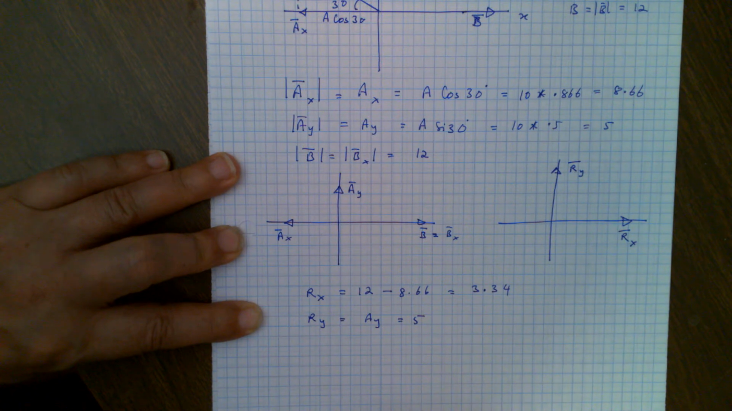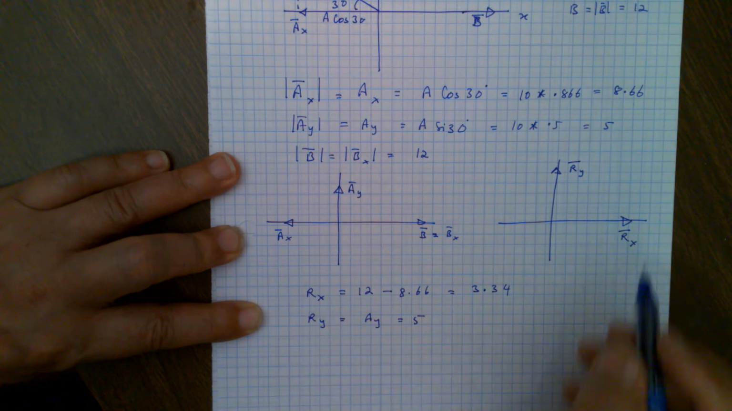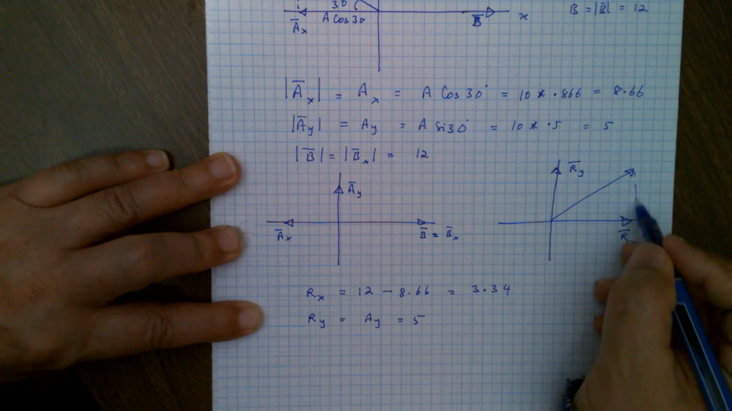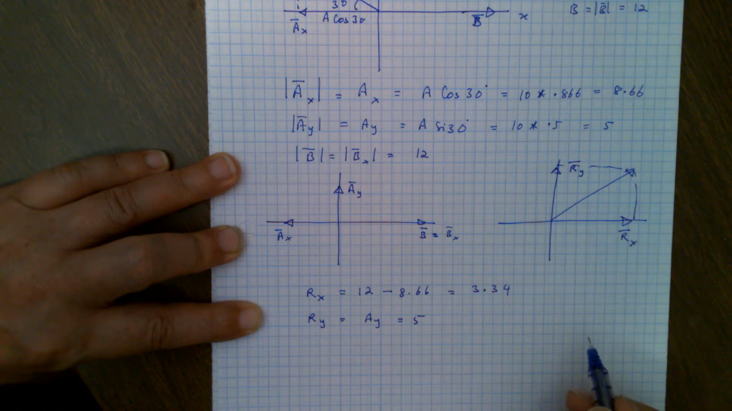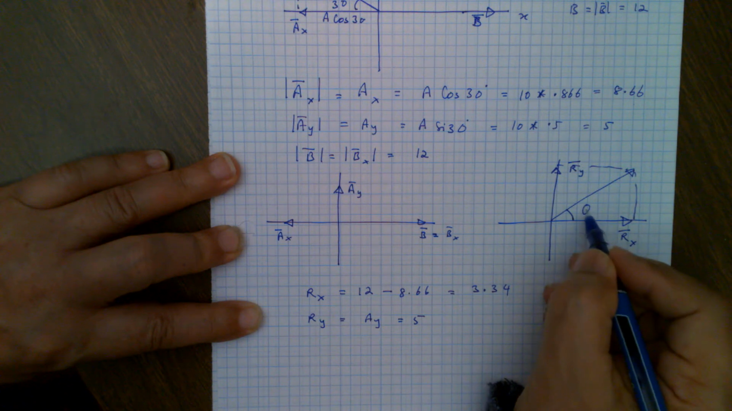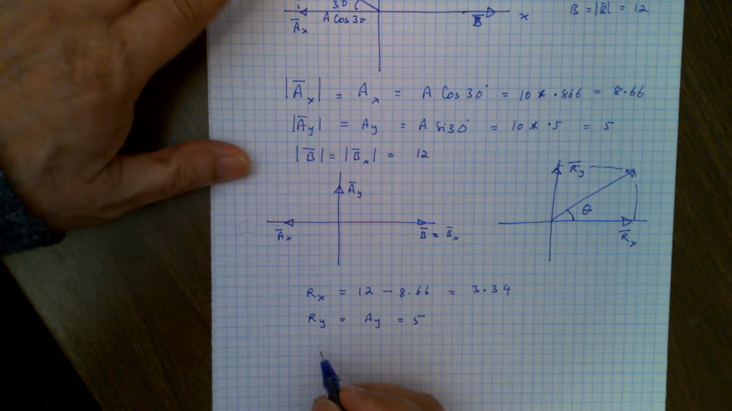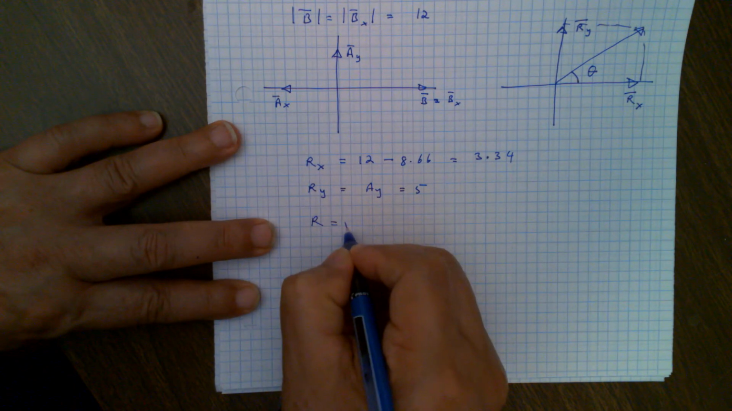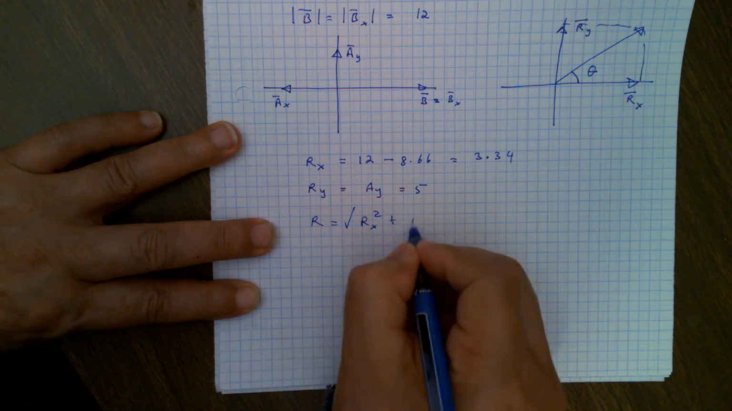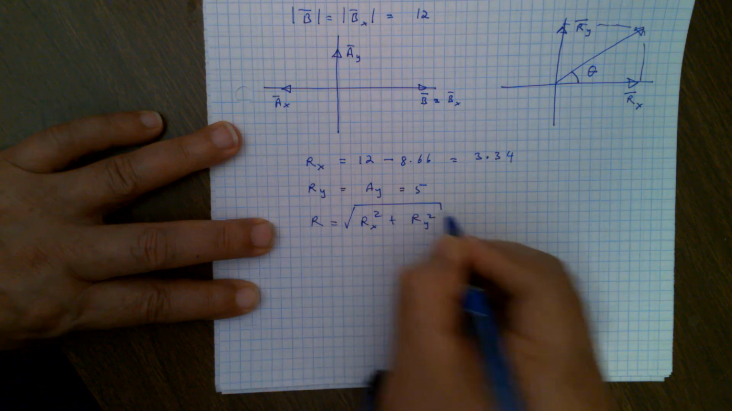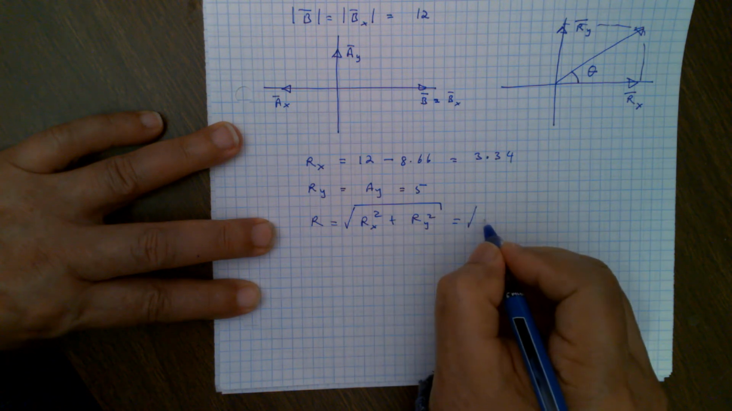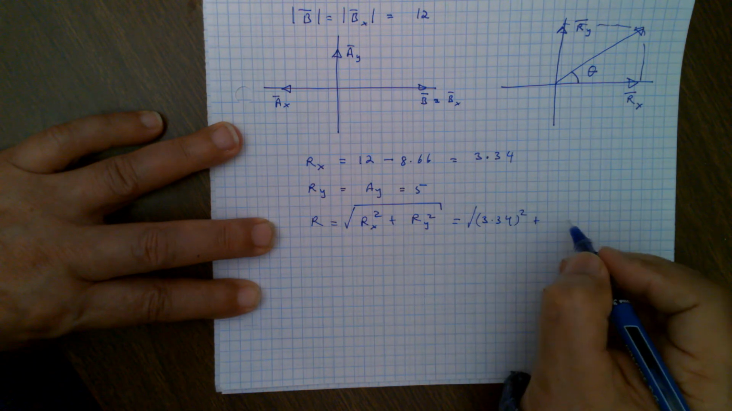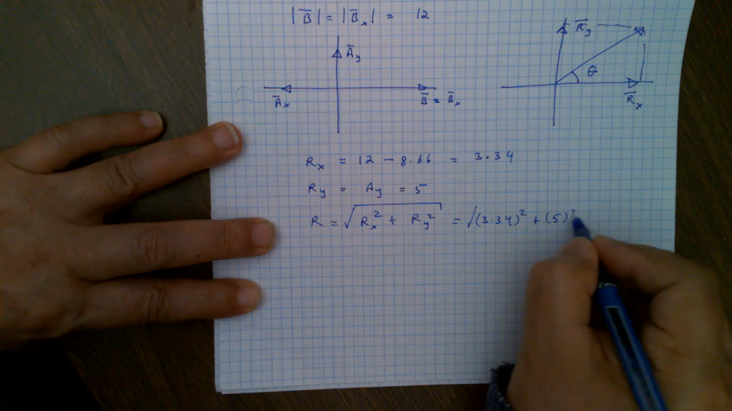Okay, so now I know what the magnitudes of Rx and Ry are, and the direction will be like this, right? All I have to do is use the Pythagorean theorem and I can find this angle theta. So first of all, let me find the magnitude of R. The magnitude of R is equal to the square root of Rx squared plus Ry squared, and Rx squared is 3.34 the whole squared plus Ry squared is 5 squared, right?